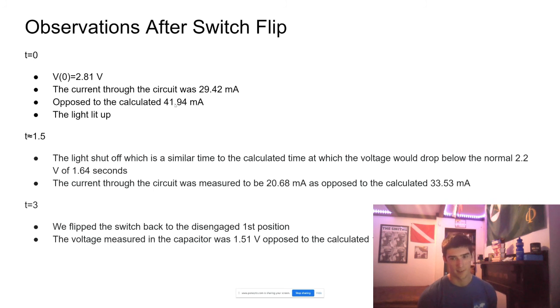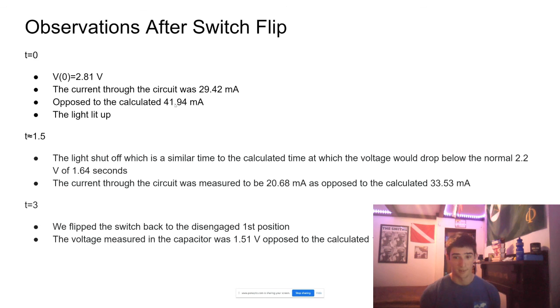In my prior calculations, this is a little shorter. At 3 seconds, this is a shorter time. If the capacitor was charged to 3 volts, this is shorter than that time. But at the voltage level of 2.81, this is pretty close, so I'm actually pretty happy with that. The current through the circuit at about this time, a little bit before actually, was 20.68 milliamps, as opposed to the calculated 33.53 milliamps at 1.5 seconds.